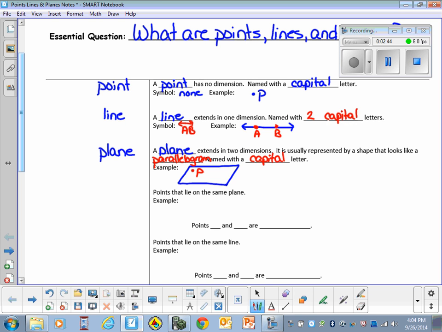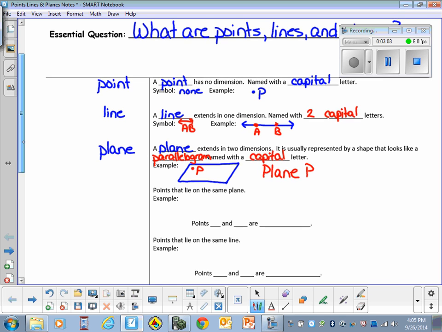Now, to tell the difference between a point and a plane, when you're writing out answers, you actually have to write the word plane P. If all you say is the capital letter, the assumption is you're talking about a point. So you have to use the word plane every time you're talking about a plane.